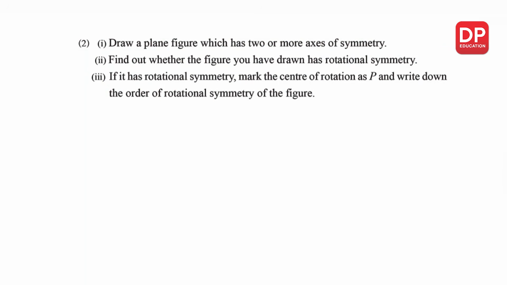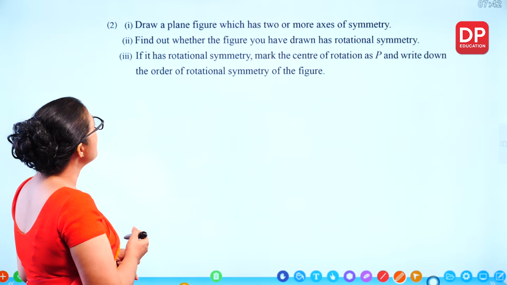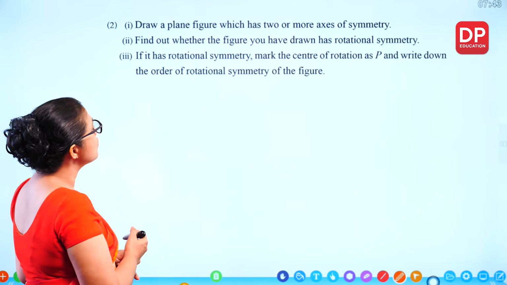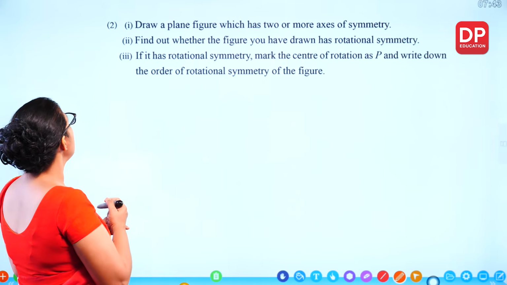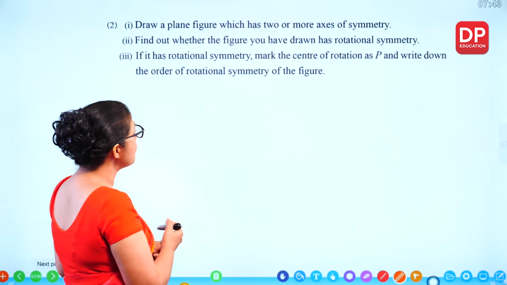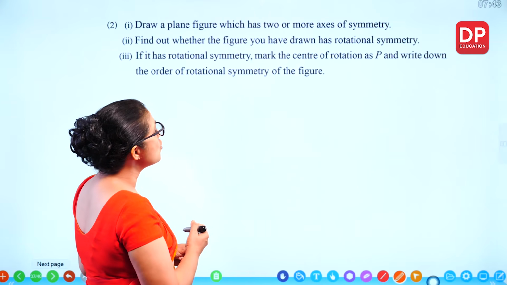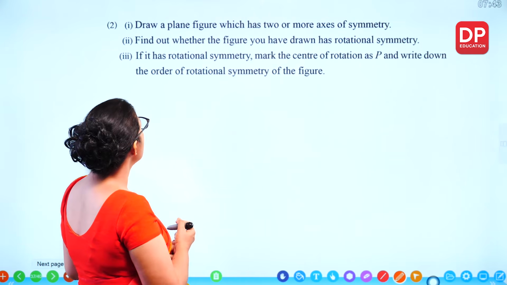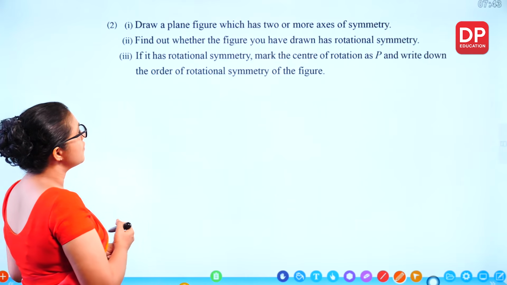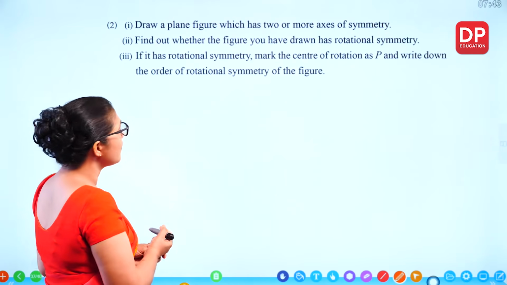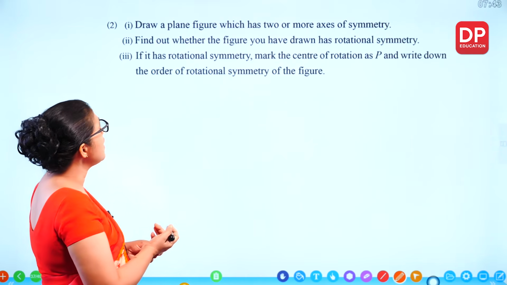Draw a plane figure which has two or more axes of symmetry. Find out whether the figure you have drawn has rotational symmetry. If it has rotational symmetry, mark the center of rotation as P and write down the order of rotational symmetry of the figure. You can draw any figure that you like.